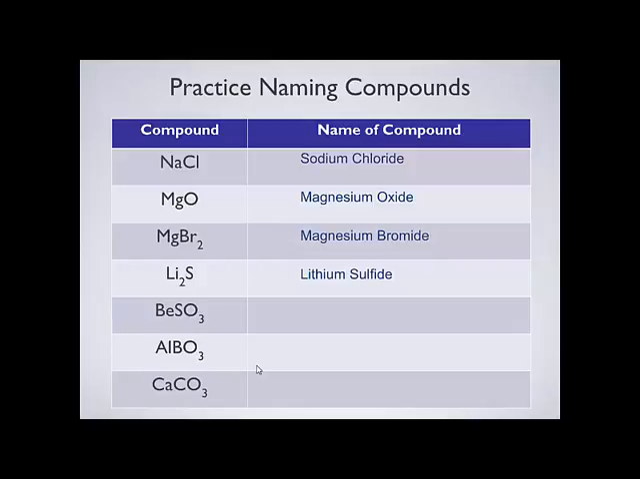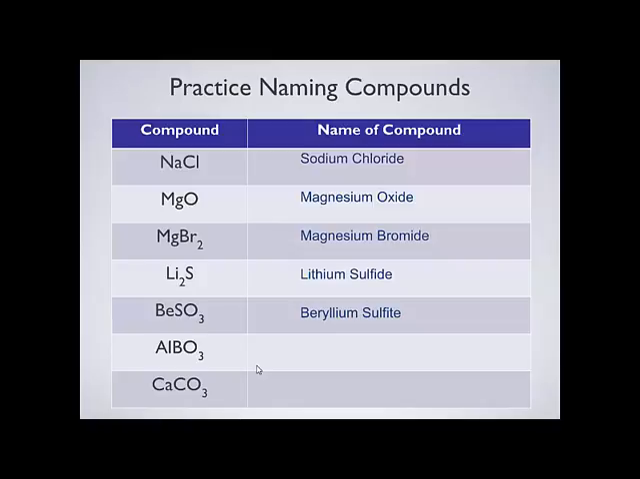How about BeSO3? Beryllium trisulfide, sulfite. Not trisulfide, just sulfite. Beryllium sulfite. Where did you get sulfite? Where do you find that, Gabe? It's on the radical chart. SO3 is a radical.